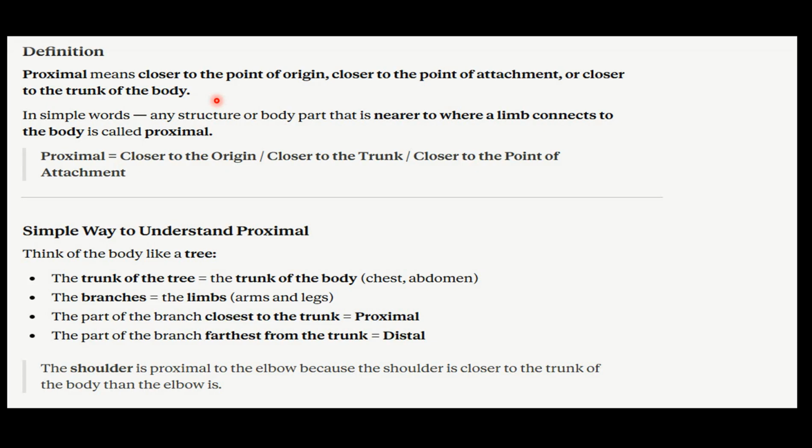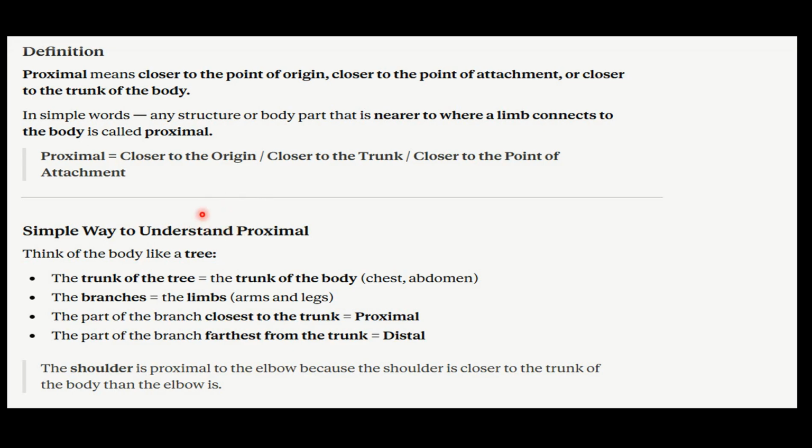In simple words, any structure or body part that is nearer to where a limb connects to the body is called proximal. For example, proximal is something closer to the origin, closer to the trunk, and closer to the point of attachment.